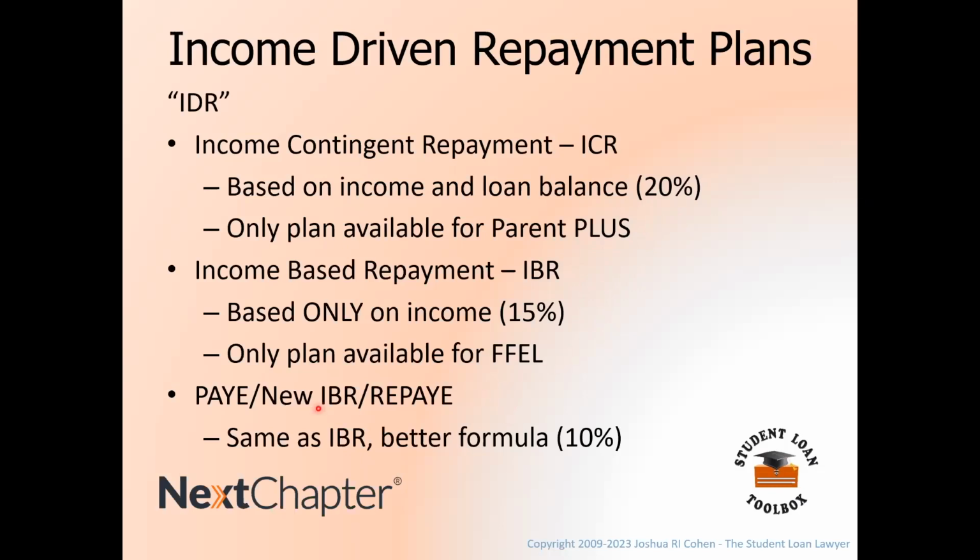And then there's PAYE, which is Pay As You Earn, new IDR, and REPAYE, Revised Pay As You Earn. PAYE and REPAYE are executive action. They came out from President Obama. In 2012 was PAYE, and 2015 was REPAYE. They're modeled on new IDR, which is law from 2014. These are the same as new IDR. It's based only on income, but it's a 10% formula. So all of these plans are cheaper than IBR.